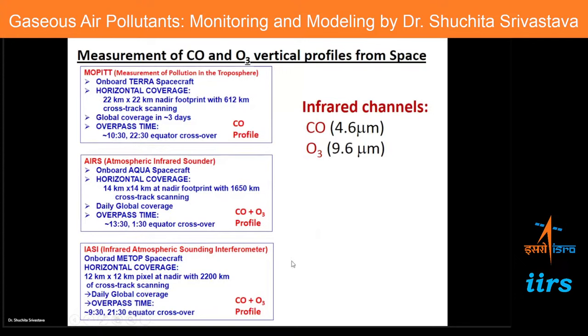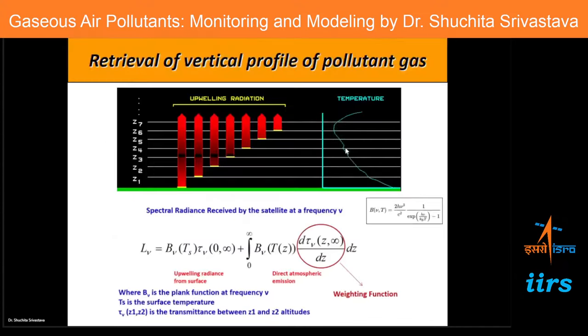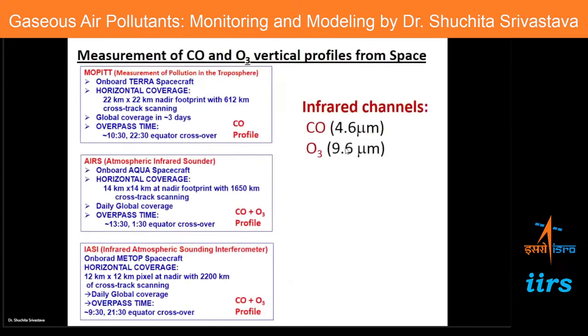And all these instruments give a vertical profile of carbon monoxide and ozone. Carbon monoxide is sensed in the 4.6 micrometer wavelength range, and ozone is measured at 9.6 micrometer. Only the central wavelength is shown here. Wavelengths lying very close to these central wavelengths are used. Using this principle, we can get the vertical profile of ozone and CO in the atmosphere. So we get the vertical profile of these target species if we measure the infrared radiation coming from different layers of the atmosphere as well as from the surface of the Earth.